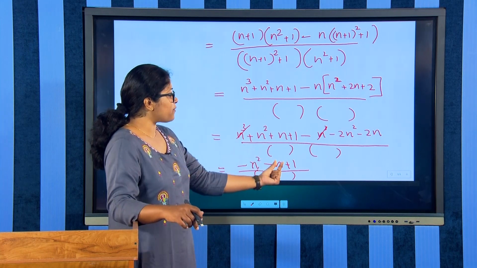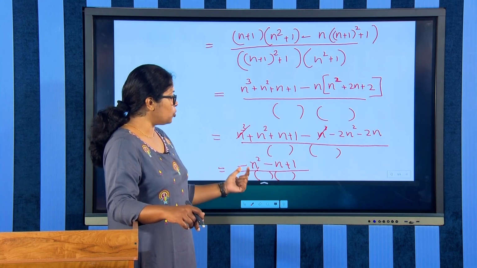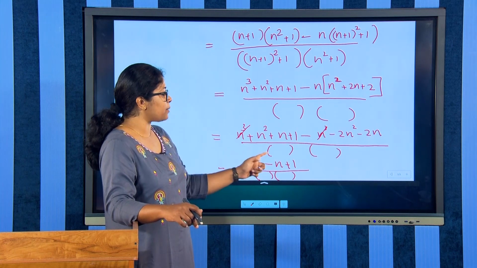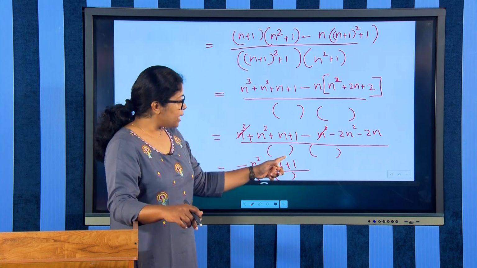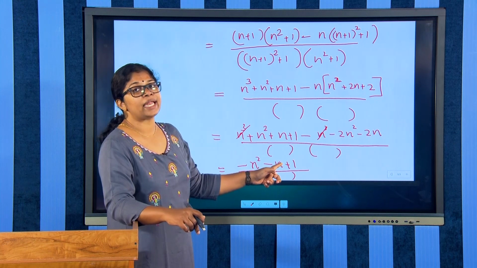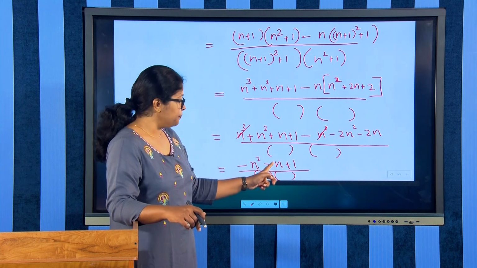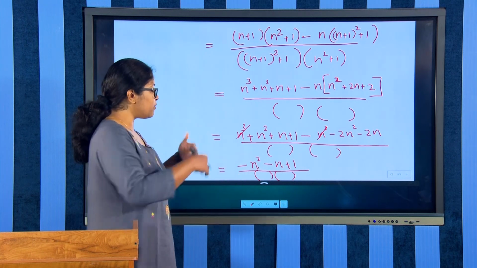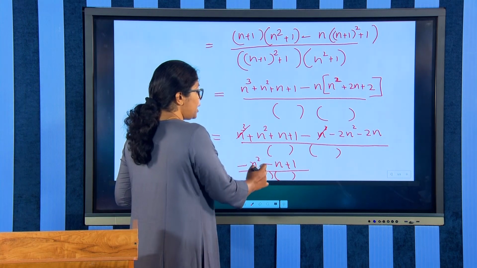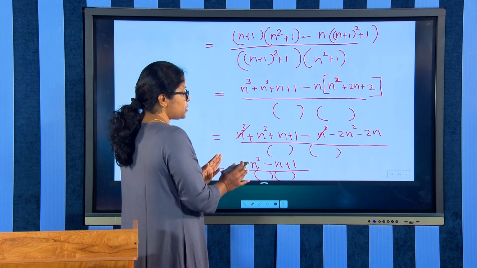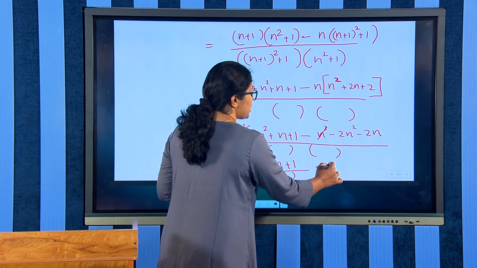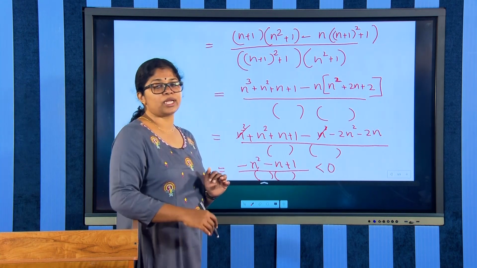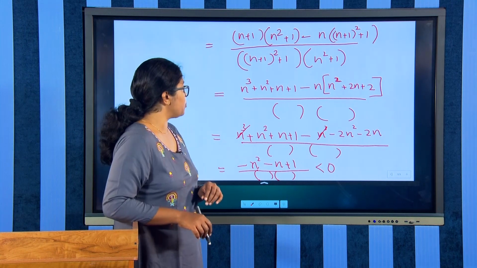So, whatever be the value of n, the numerator is minus n square minus n plus 1. The least value which n can take being 1, there remains a negative 1 there. So, whatever be the value of n you are putting, the denominator remains a positive value, but the numerator becomes a negative value. So, the ratio becomes less than 0.